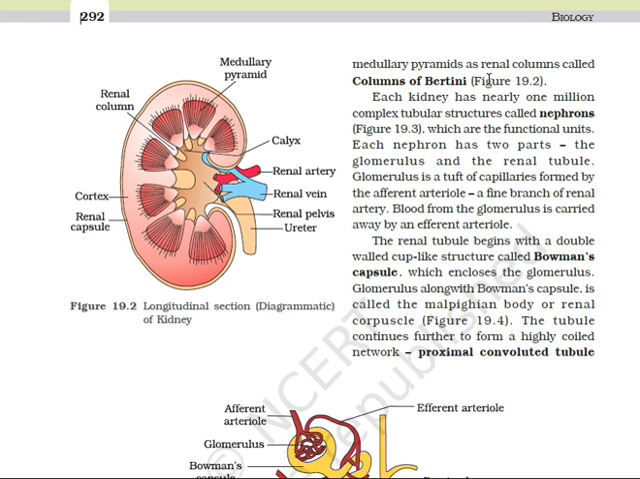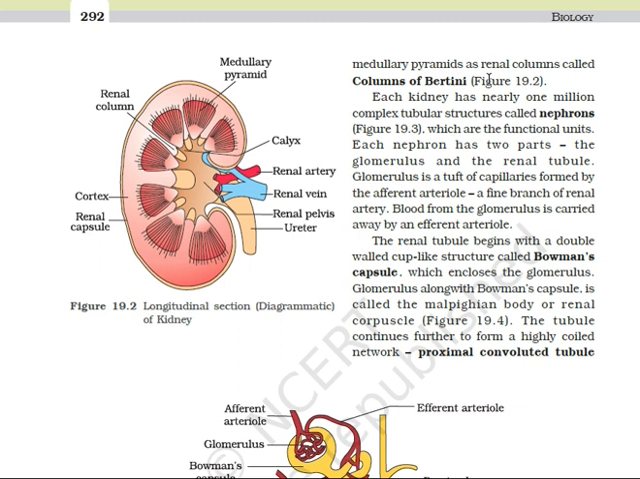The two parts are body and trigone. The body of the urinary bladder is the reservoir for the urine, and it can be stretched out considerably without getting torn when it is filled with urine.